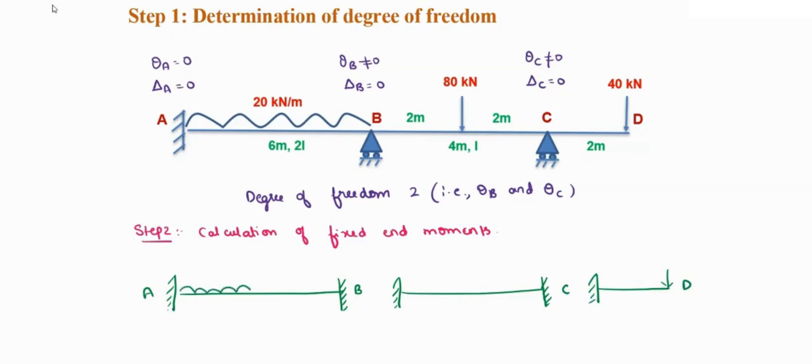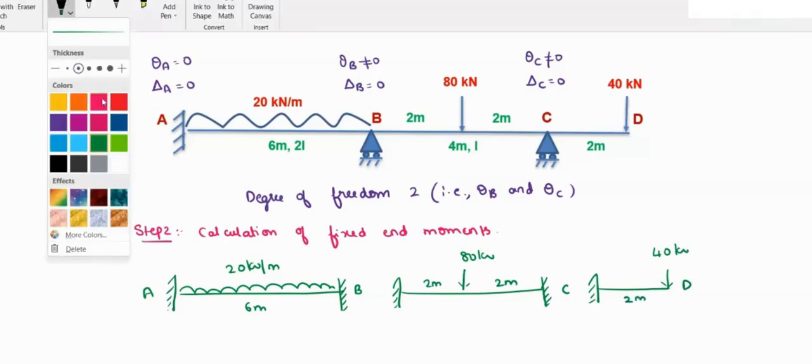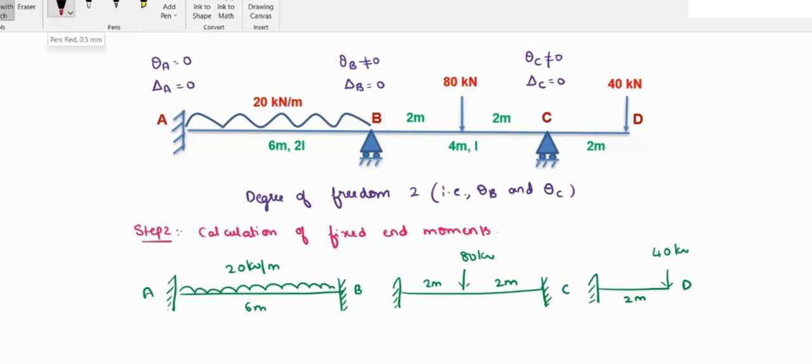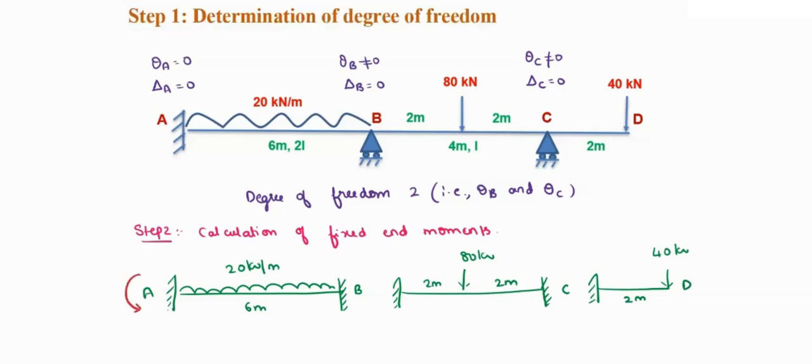It is having a UDL of 20 kilonewton per meter, which is of 6 meter span. And here we are also having 80 kilonewton, which is at the center, that is 2 meter, 2 meter. And here you have a 40 kilonewton load at 2 meters. For this, we are going to write the fixed end moments. The fixed end moments developed at A will be in this way. Hogging moments are going to develop for AB, similarly for BC also, and this is for CD.